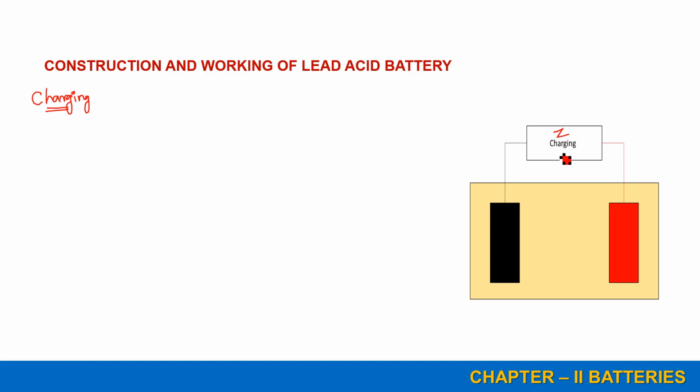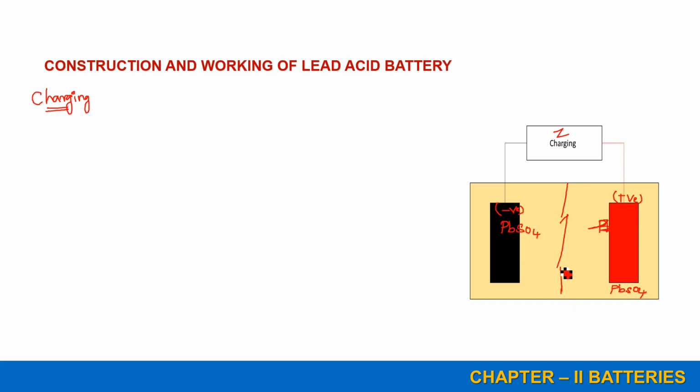Your charges will flow to the two terminals. Here this is the negative terminal, and then this is the positive terminal. This is the lead sulfate, and then you are having the lead sulfate here also. The separator will be like this.